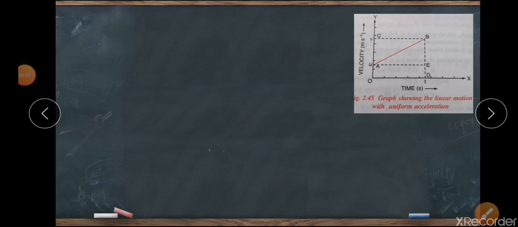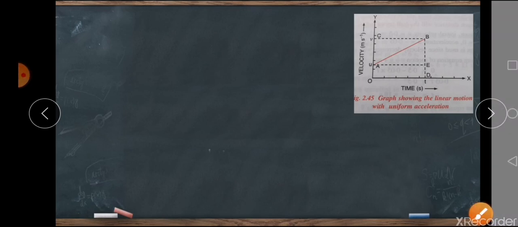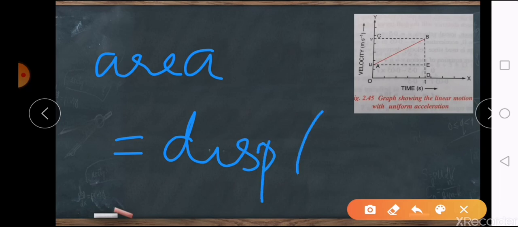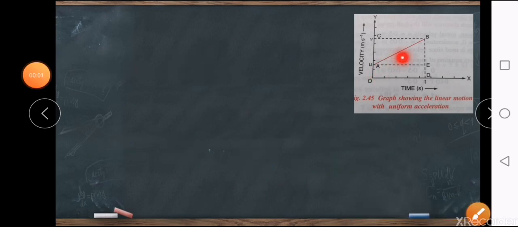Now, to find out the second and third equation of motion, we are going to use the second condition which we have learned, that is area under the graph will give you the displacement S, right? So this is the condition which we are going to use to find out the second and third equation of motion. Now if you go through this graph, area under the graph means area under the line AB. So that as a whole can be the area of trapezium OABD. So that is the total area. Now to find out the area, you can find it in two ways.